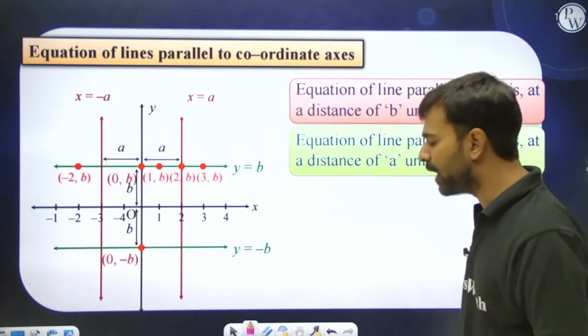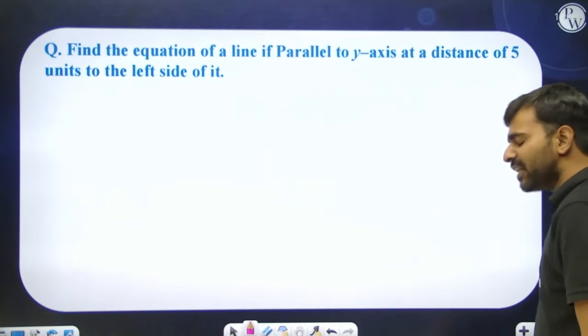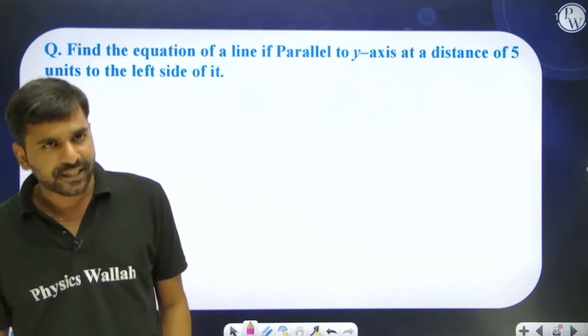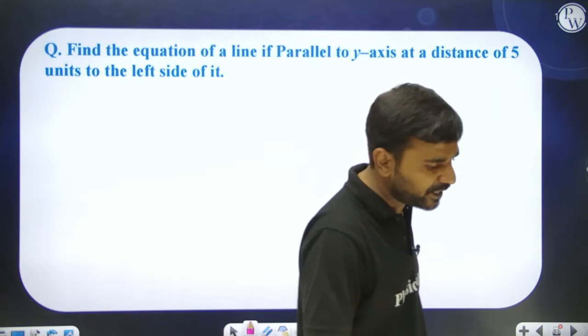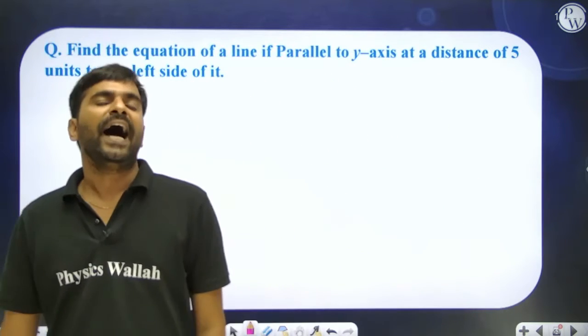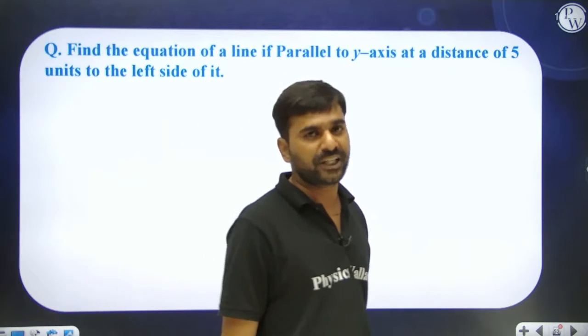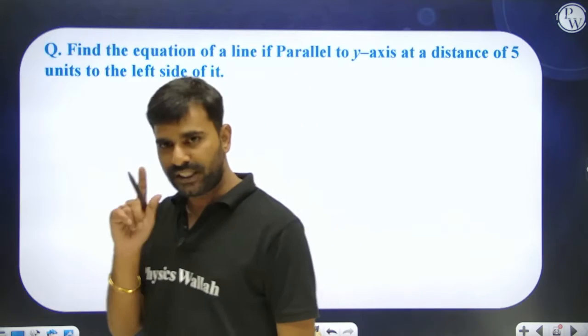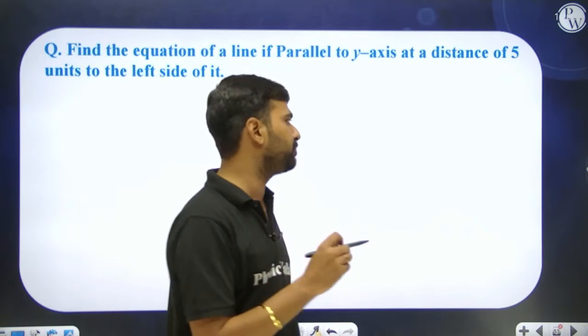If I ask you, a line is passing through (2, 3) and is parallel to the x-axis, what will be its equation? y equal to 3. And if a line is passing through (2, 3) and is parallel to the y-axis, then the equation of the line will be x equal to 2. So these are very basic things. You must keep these things in mind.